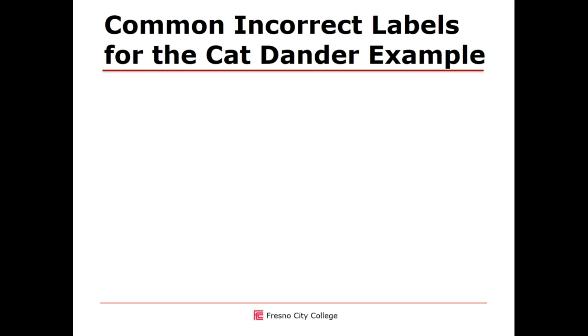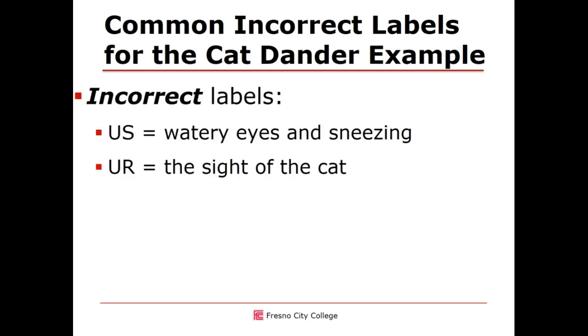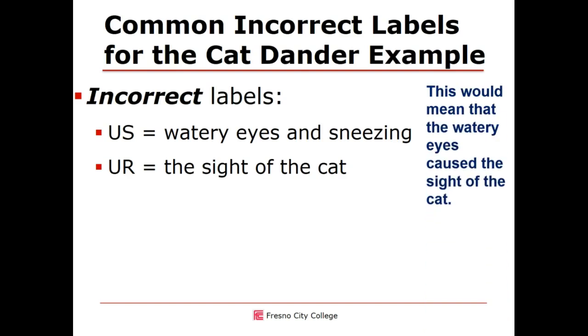Before moving on, I want to present you with some common errors. These are actual examples from previous students who were asked to identify the US, UR, CS, and CR for the conditioned allergic reaction as part of an in-class exercise. One student identified the US as watery eyes and sneezing, and the UR as the sight of the cat. This would mean that the watery eyes caused the sight of the cat. Remember, the stimulus is the cause and the response is the effect.